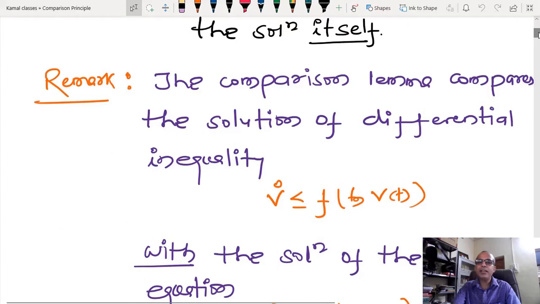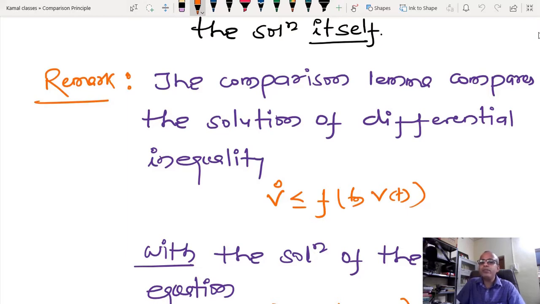What the comparison lemma is telling us, the main motivation of this lemma, is to compare the solutions of a differential inequality. You can see here that I have a sign that is less than or equal to f(t, v). So this is not a differential equation, this is a differential inequality, and here v belongs to the real line. After that, I do not have many ways to solve this kind of inequality.